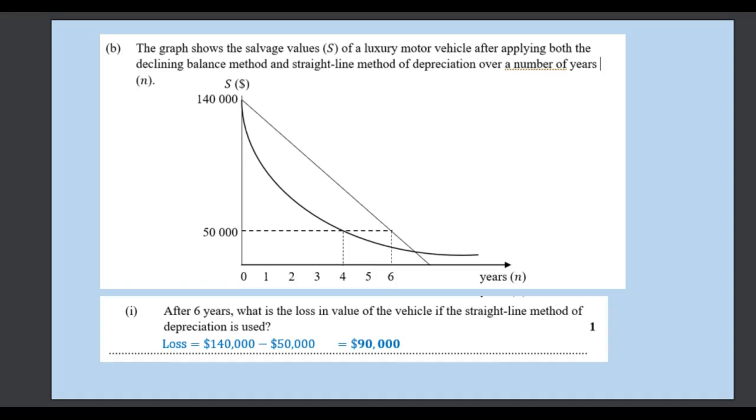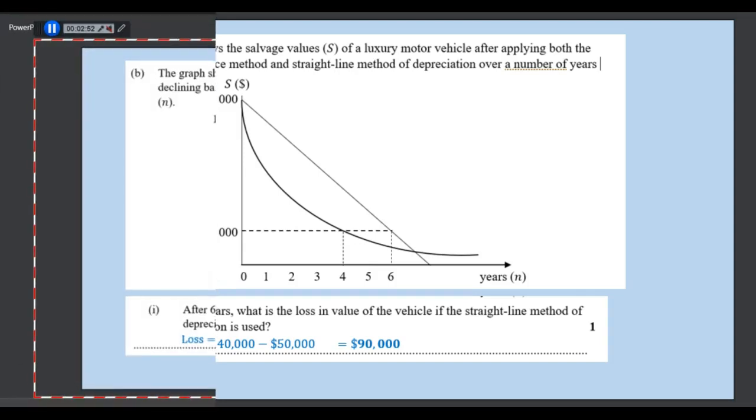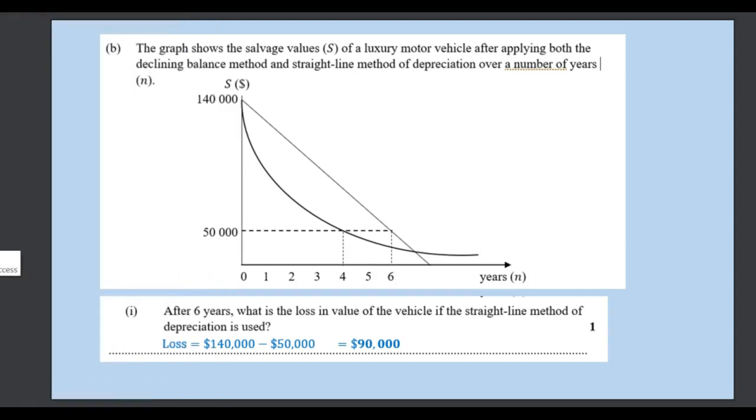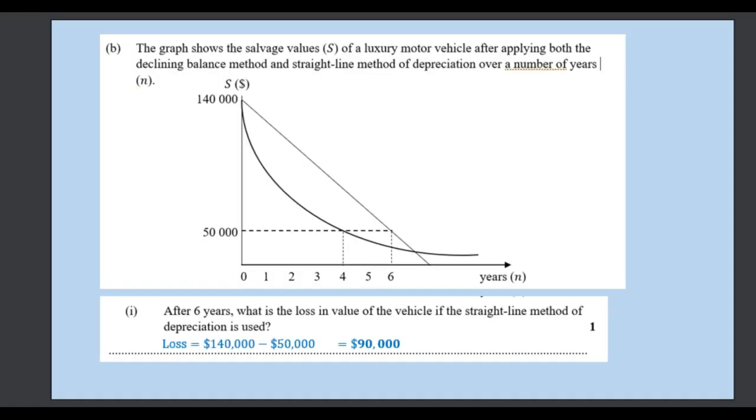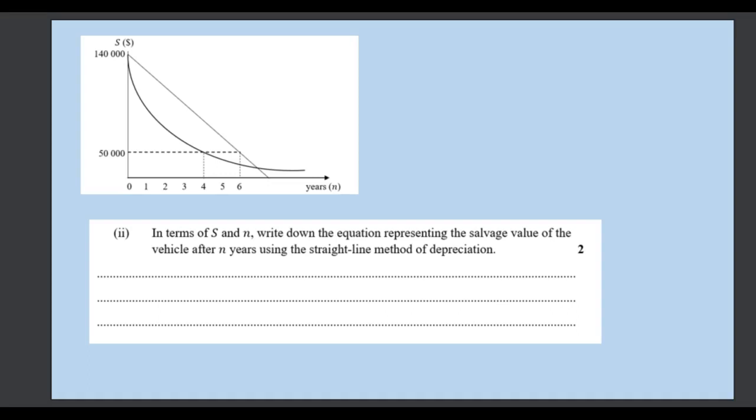Okay, the second part was this graph, and this was a question-aided task, and one of the questions in the question-aided task says, after 6 years, what is the loss? Again, people didn't read the question to know that they were finding the loss. They just told me, how much did it go down by? No, we need the loss. It started at 140,000 and went to 50,000. Oops. So the loss was 90,000. Okay.